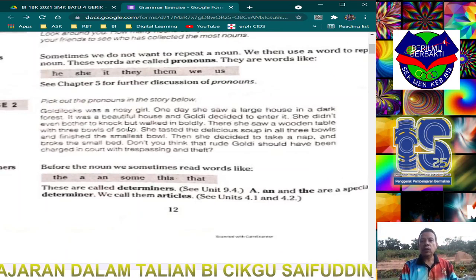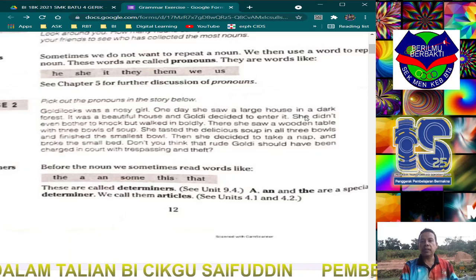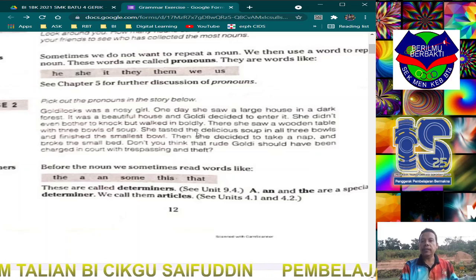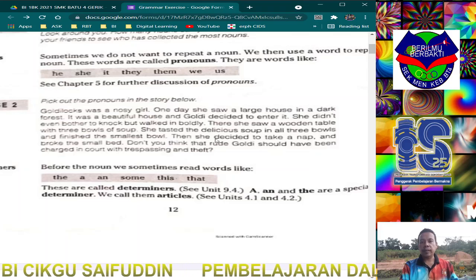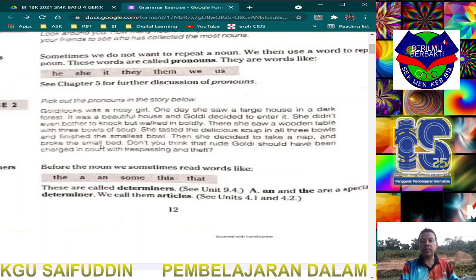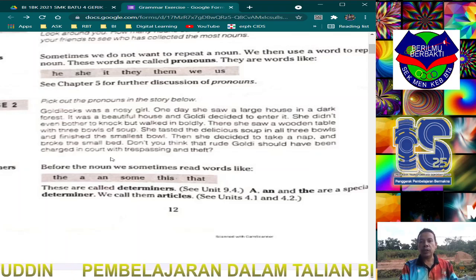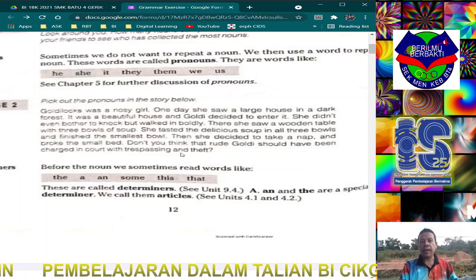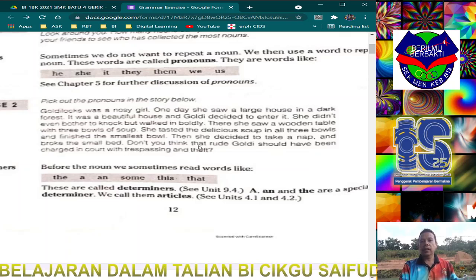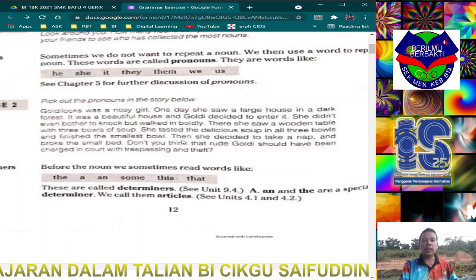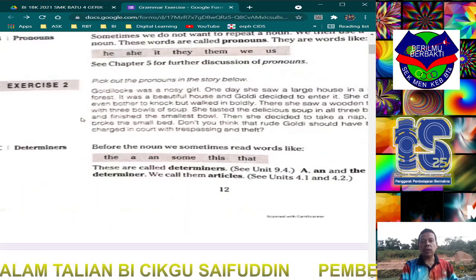She didn't even bother to knock but walked in boldly. She lagi, dia menggunakan she lagi sebagai pronouns. She tasted the delicious soup in all 3 bowls and finished the smallest bowl. Then she decided to take a nap and broke the small bed. Don't you think that Goldilocks should have been charged in court with trespassing and theft? Di sini dalam cerita ini, she itu adalah pronouns untuk menggantikan nama budak perempuan ini, Goldilocks. Itu contoh dia.